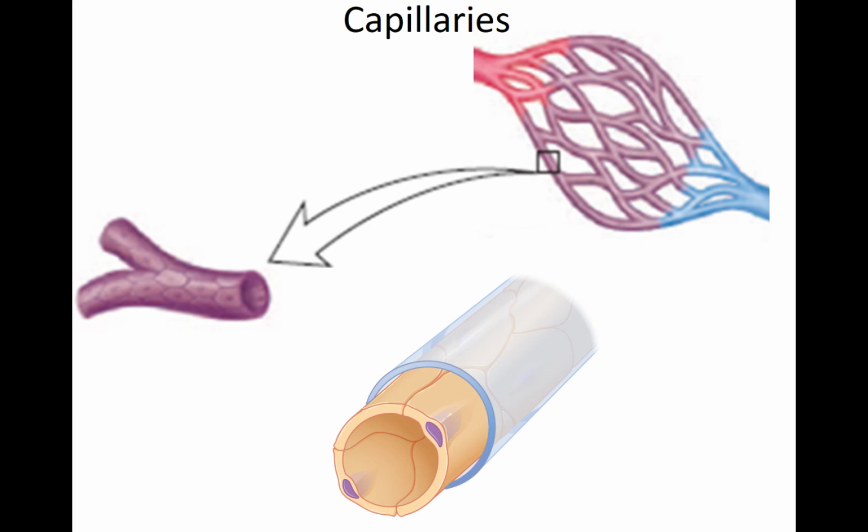The reason for them having only one cell thickness is, one, because the blood will not be high pressure in that area, and so they can afford to be thin, but also so that oxygen can diffuse from the red blood cells through this single layer of cells that is the wall of the capillaries in order to reach the cells in the target organs.